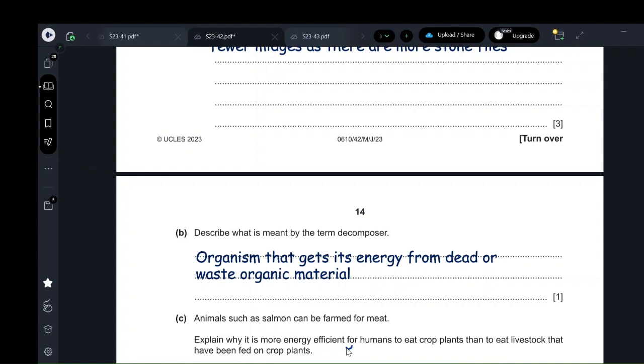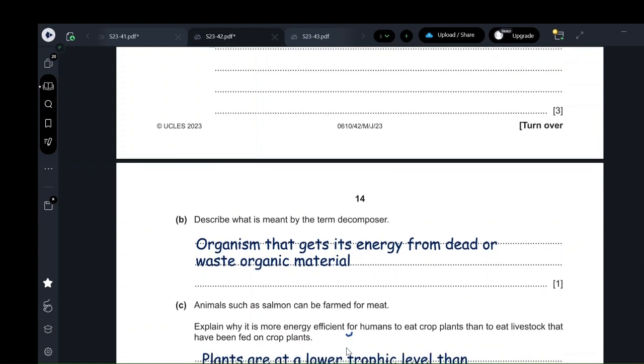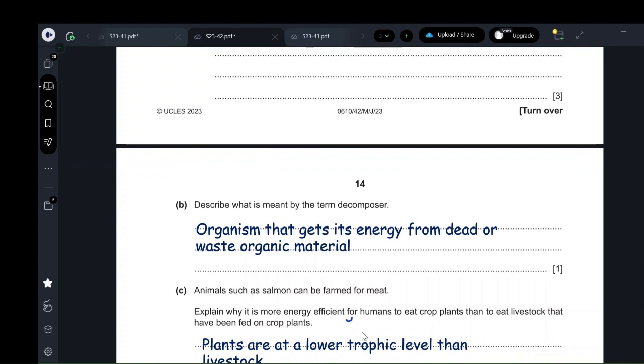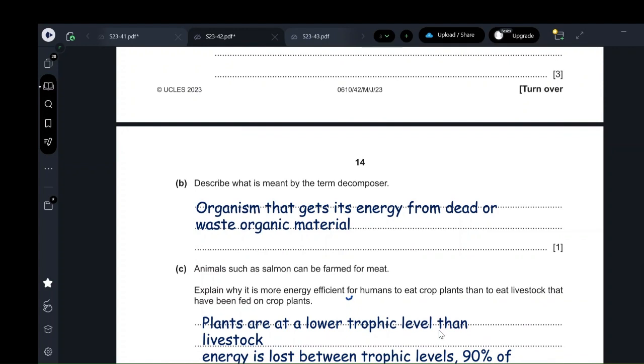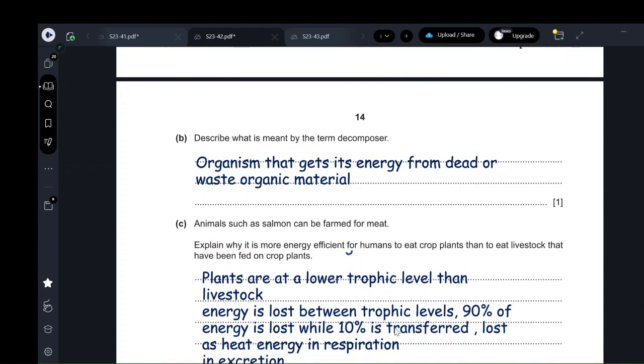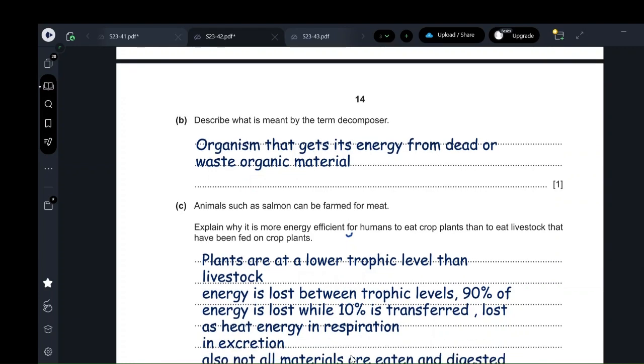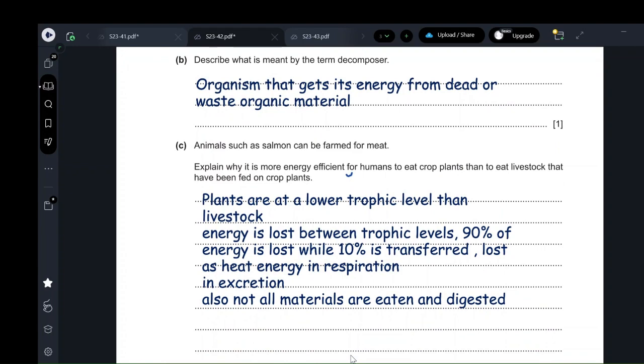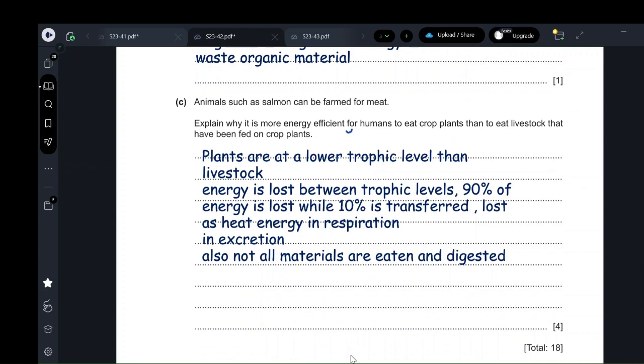This is where you will talk about the energy loss. As we go along, plants are at a lower trophic level than the livestock. Plants are producers, while the animals may be primary or secondary consumers. So, as you go along the food chain, energy is lost between trophic levels. 90% is lost, only 10% is transferred. It is lost as heat energy in respiration, in excretion. Also, not all materials are eaten and digested. I can give examples about how energy is lost.